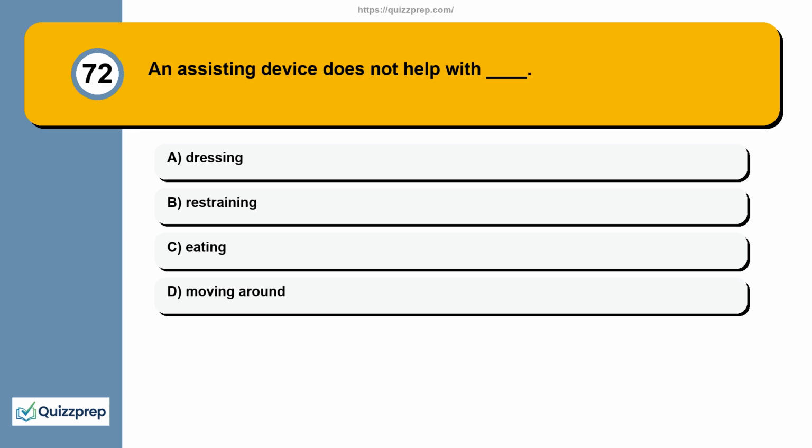Question 72. An assisting device does not help with dressing, restraining, eating, moving around.